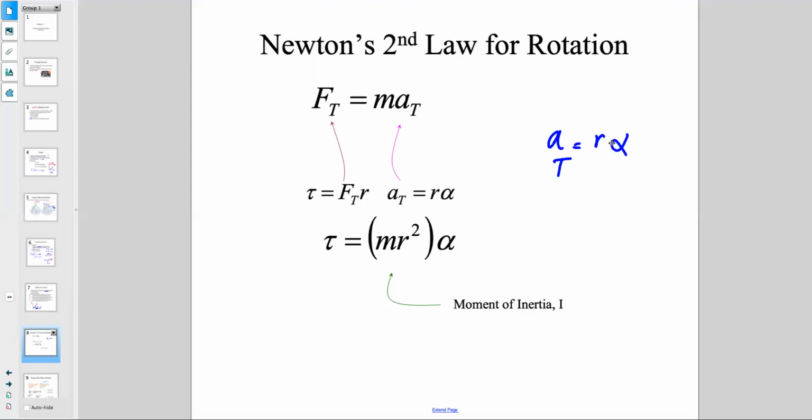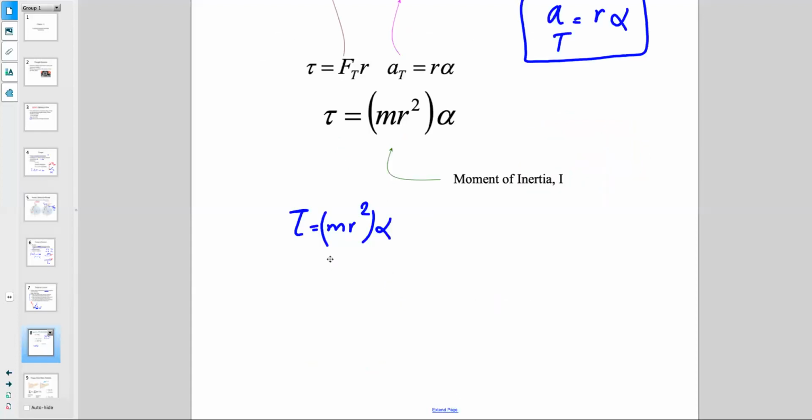I have solved a couple of examples when it was asking for tangential acceleration. So if you substitute these two into the formula that we have on top, F equals ma for the tangent force, then what you can find here is that tau is mr squared alpha. All right, so now this mr squared is the moment of inertia. We remember that.